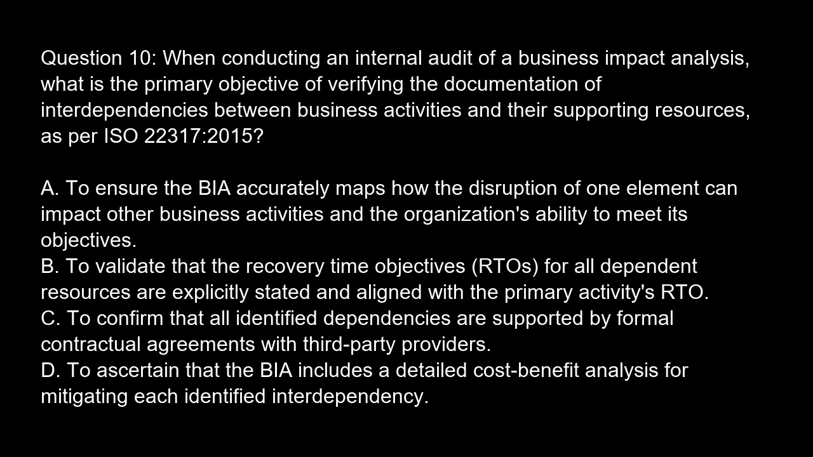Option A. To ensure the BIA accurately maps how the disruption of one element can impact other business activities and the organization's ability to meet its objectives. Option B. To validate that the recovery time objectives (RTO) for all dependent resources are explicitly stated and aligned with the primary activities' RTO. Option C. To confirm that all identified dependencies are supported by formal contractual agreements with third-party providers. Option D. To ascertain that the BIA includes a detailed cost-benefit analysis for mitigating each identified interdependency.